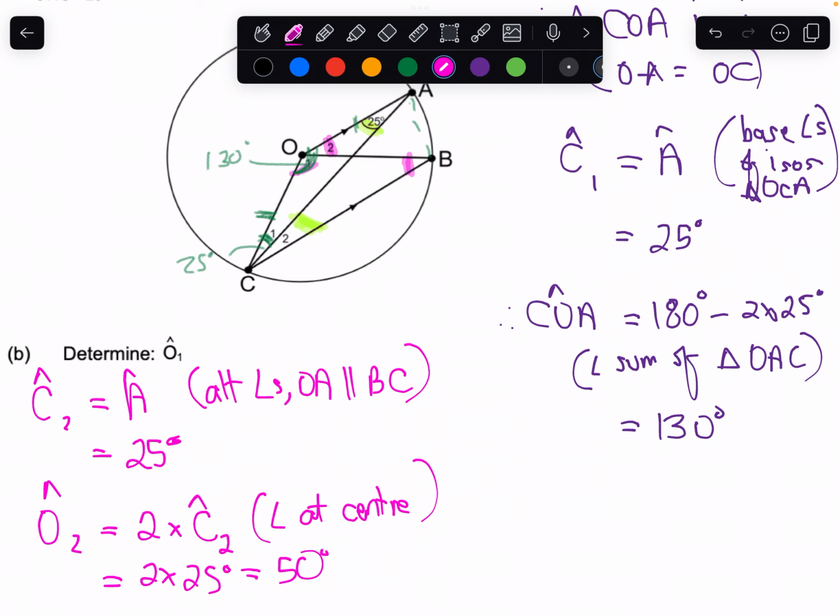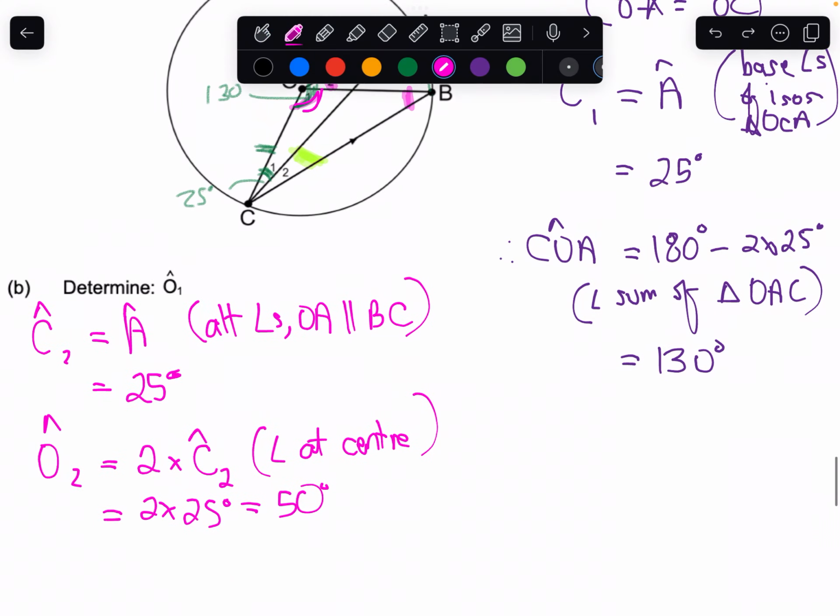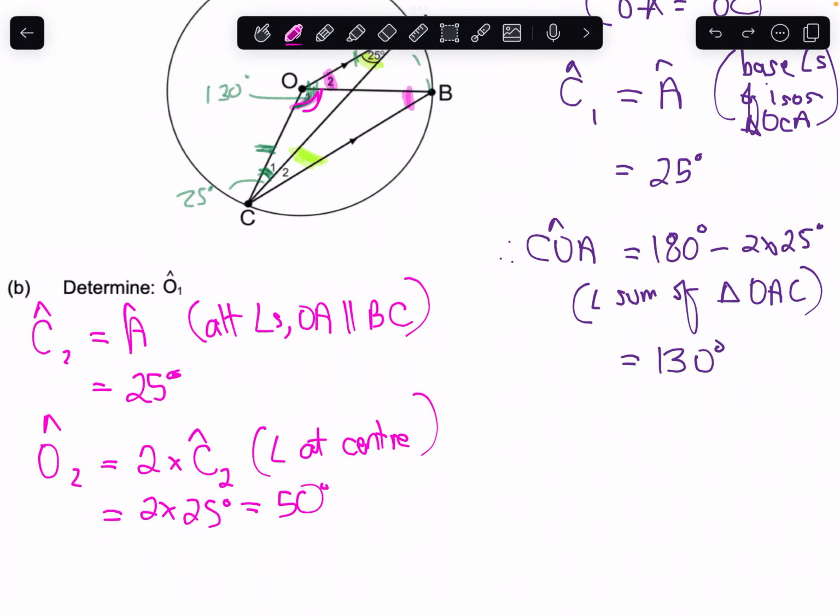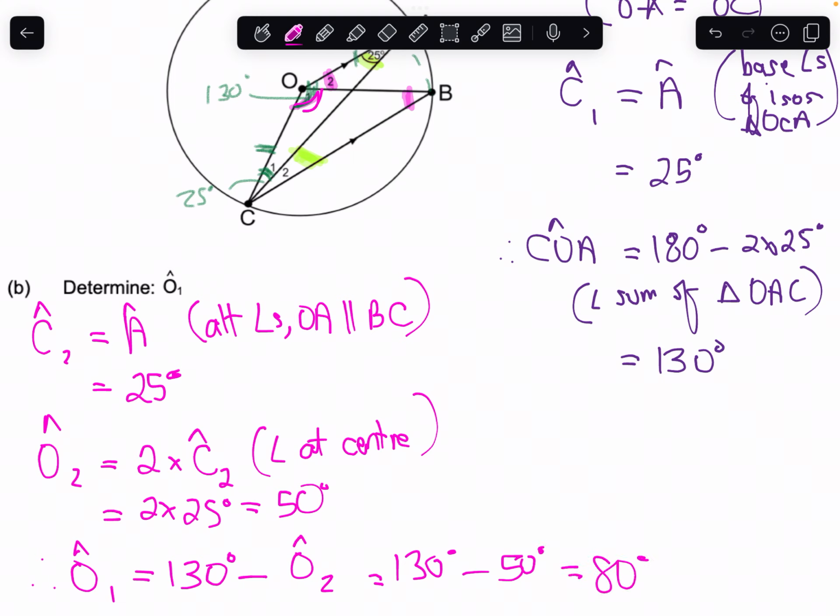And then from there we can work out angle O1 because we know that the whole of O is 130. So we can then work out O1 is equal to 130 degrees minus O2, which is 130 degrees minus 50, which is 80 degrees.